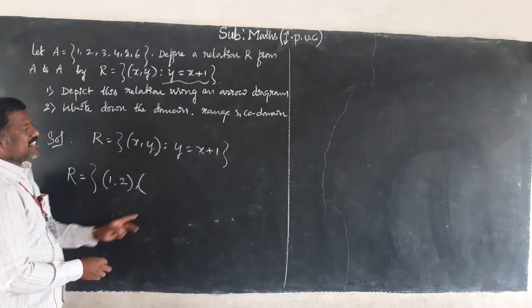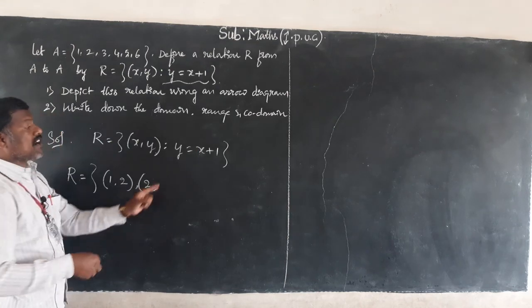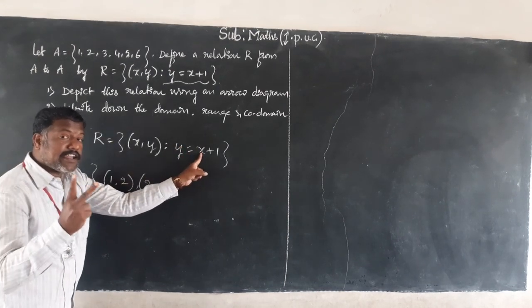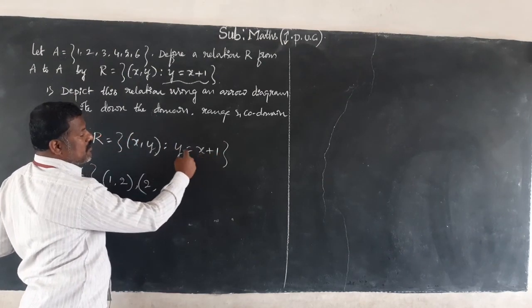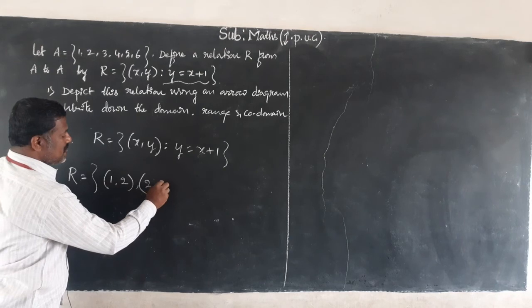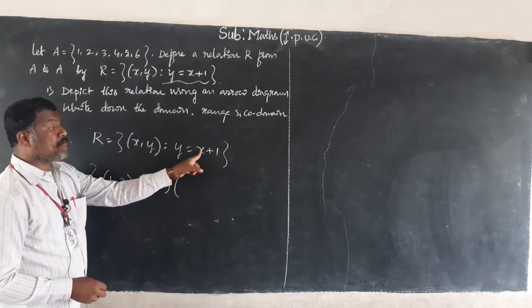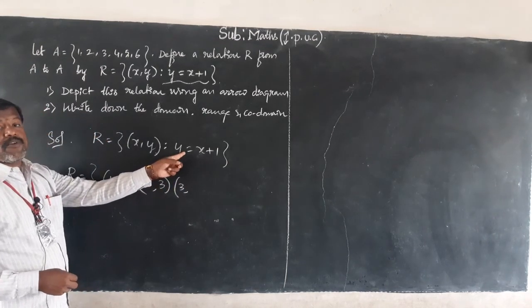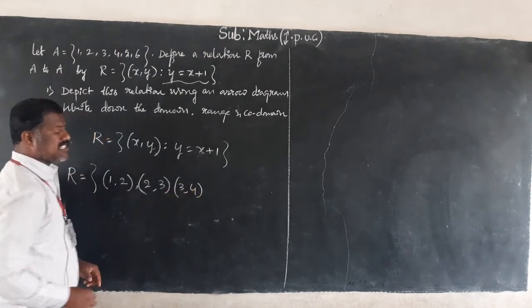Open the bracket. Here I would like to take in place of x, that is 2. So what will be the value of y? In place of x, I take 2. Here, 2 plus 1, 3 becomes the y value. So next, if I insert in place of x, that is 3. So what will be the y value? 3 plus 1, 4. Understand children?